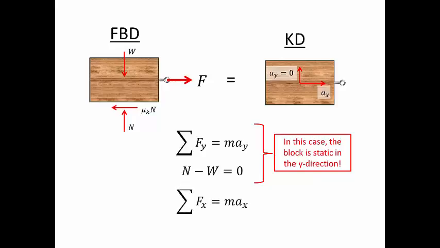What if we sum the forces in the x direction? In the x direction we have a positive force F minus the friction, the coefficient of kinetic friction times the normal force, and that will be equal to our mass times the acceleration in the x direction on the right side of the equation. Once we have our equations, we can solve the problem.